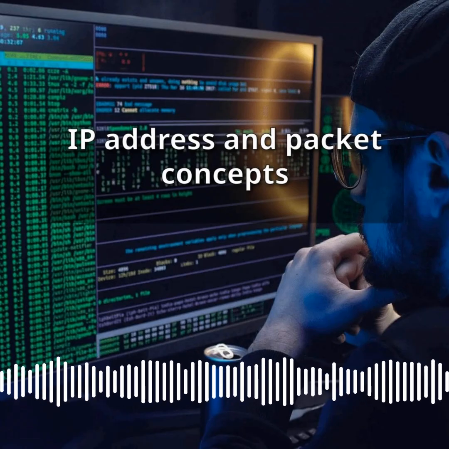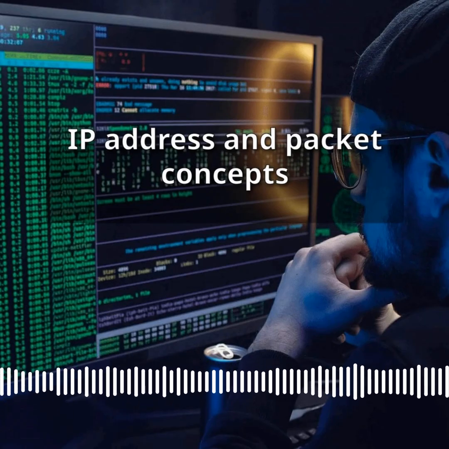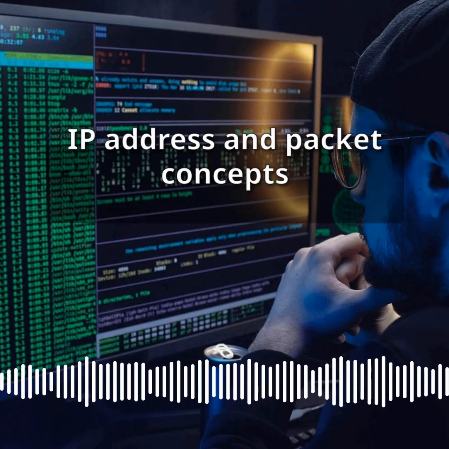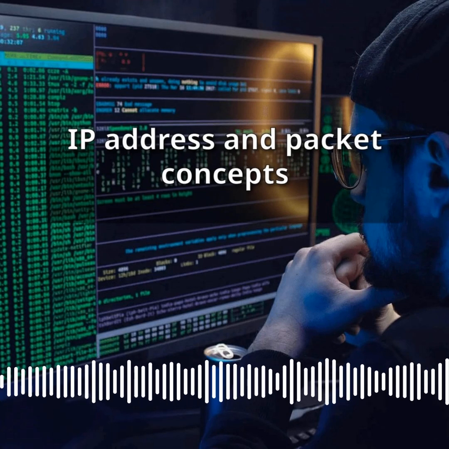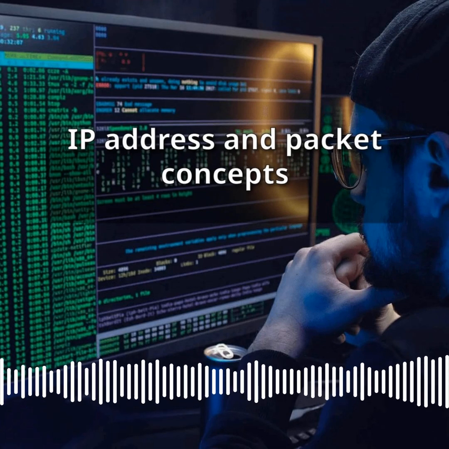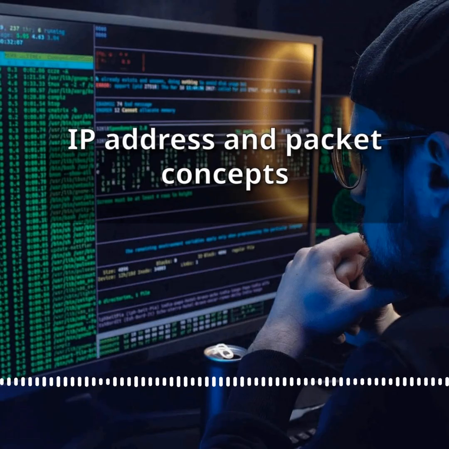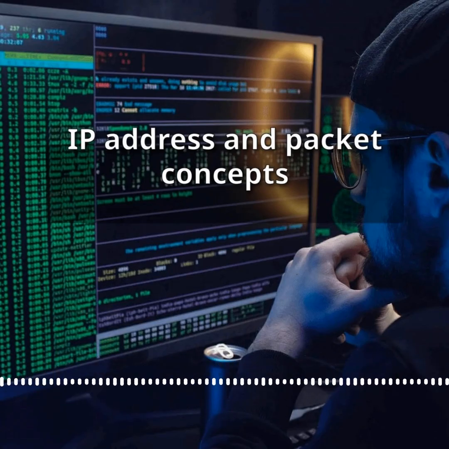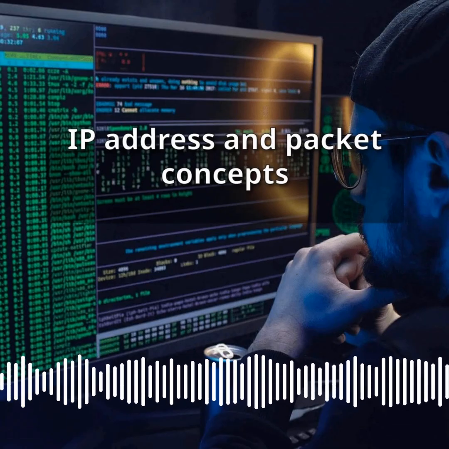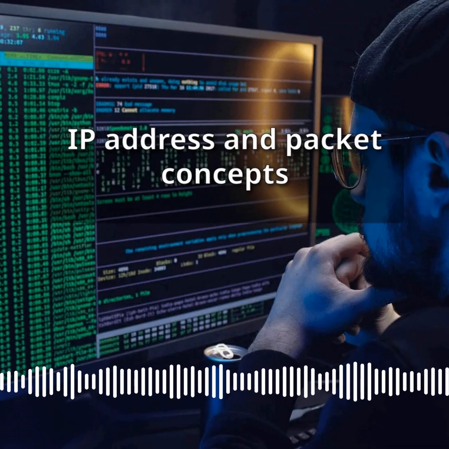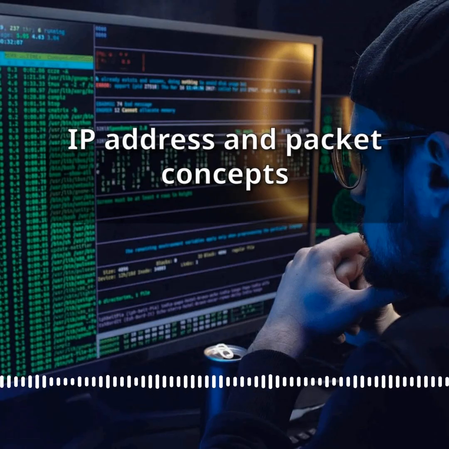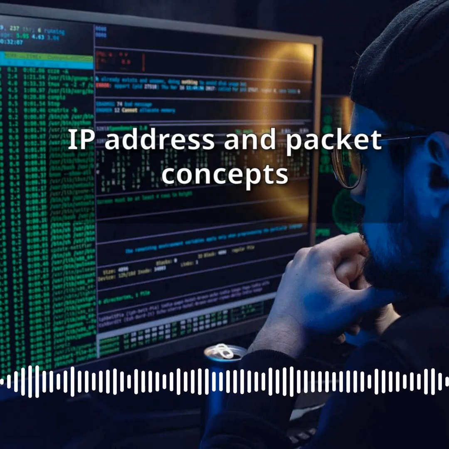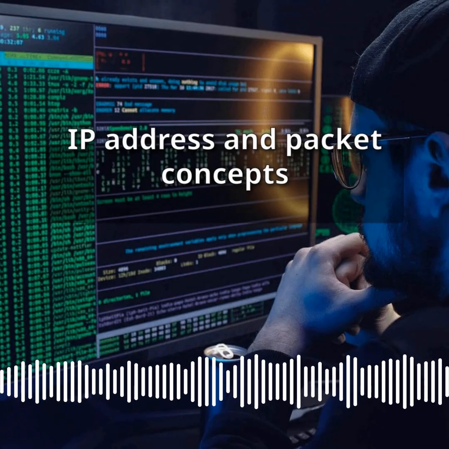Subnet masks are often written in a shorthand called classless interdomain routing notation, or CIDR notation. Instead of writing the full subnet mask, you simply write a slash followed by the number of bits used for the network part. For example, 192.168.1.10/24 means the same thing as 192.168.1.10 with subnet mask 255.255.255.0, because 24 bits are used for the network.